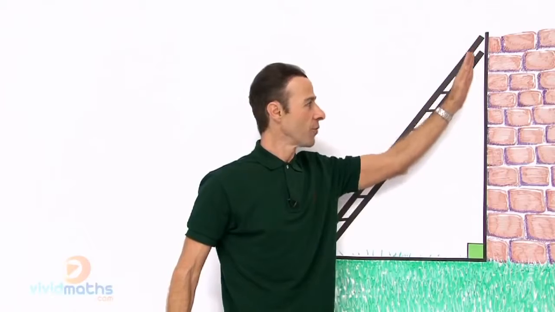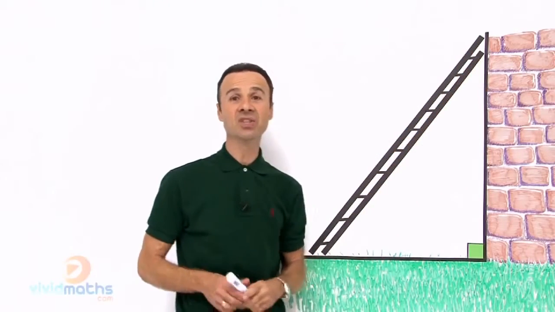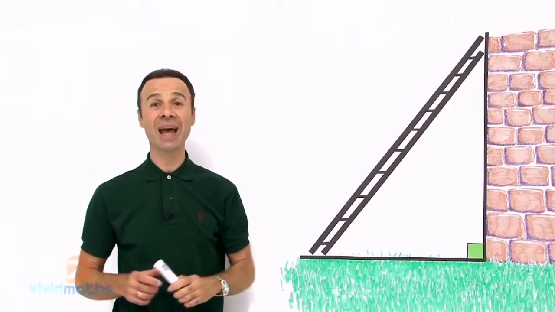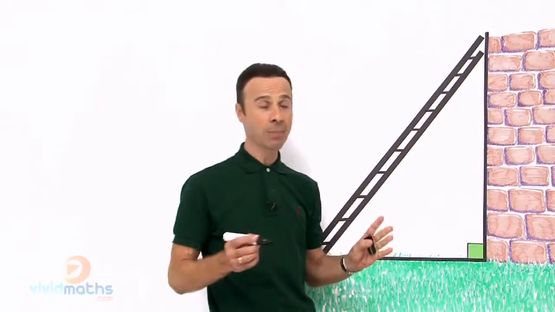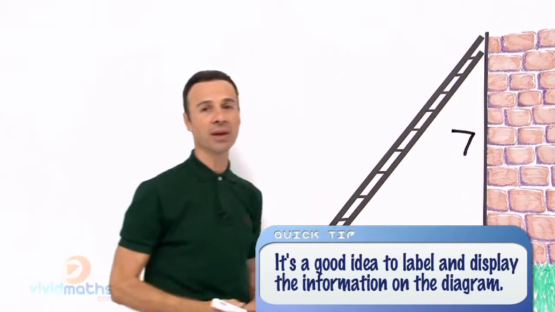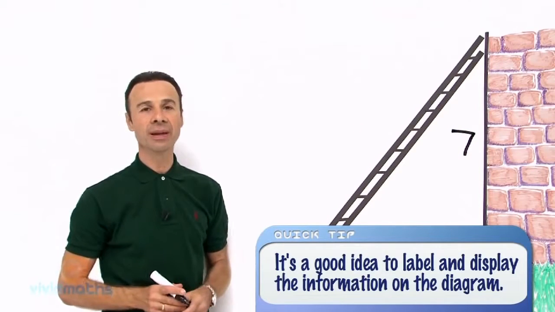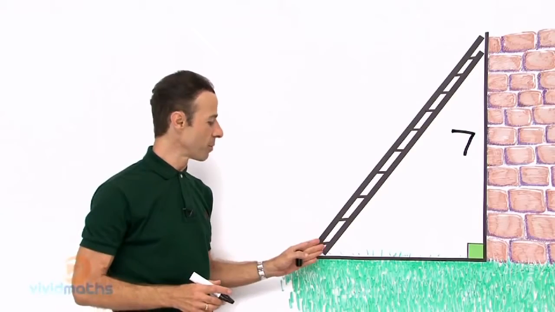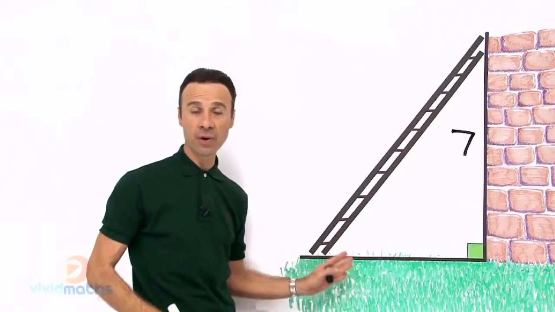First of all, we have a brick wall here, and the vertical height, the measurement from the base of that wall to the top of the ladder, is given in the problem as 7 meters. So let's label it right there. That's 7 meters, that's the height there. It's also indicated in the problem that from the foot of the ladder to the base of the wall is a length of 3 meters.